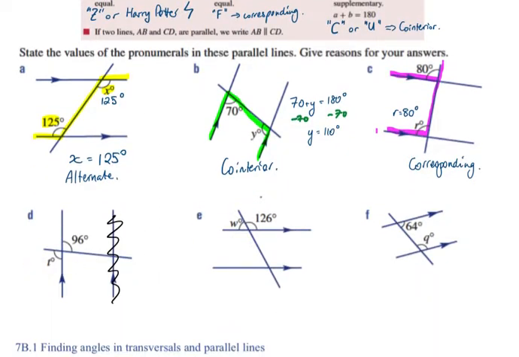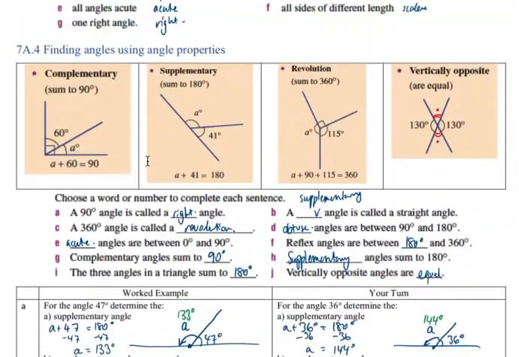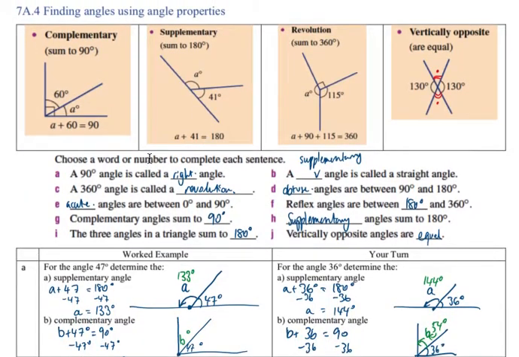So a little refresher, let's go back to 7A, the work we covered last week, and we'll have a hunt through and see if there's anything that, here we go, finding angles using angle properties. Now these ones don't use parallel lines, but we must know these very, very well for us to go well in geometry. So we've got complementary, they sum to 90 degrees. If you've got a right angle, then the angles on the inside must be 90 degrees.